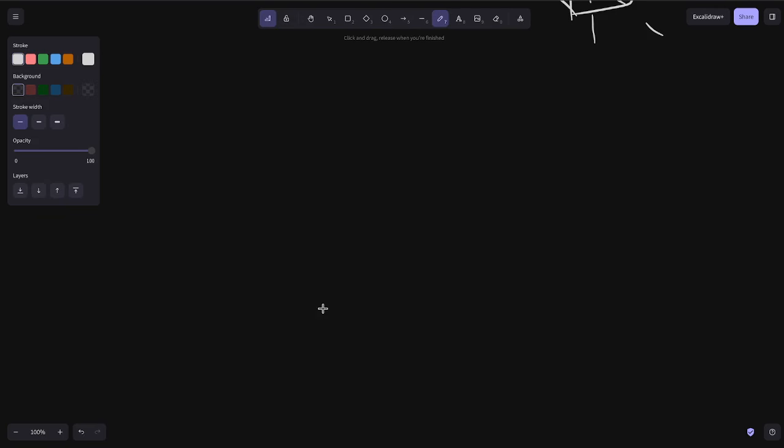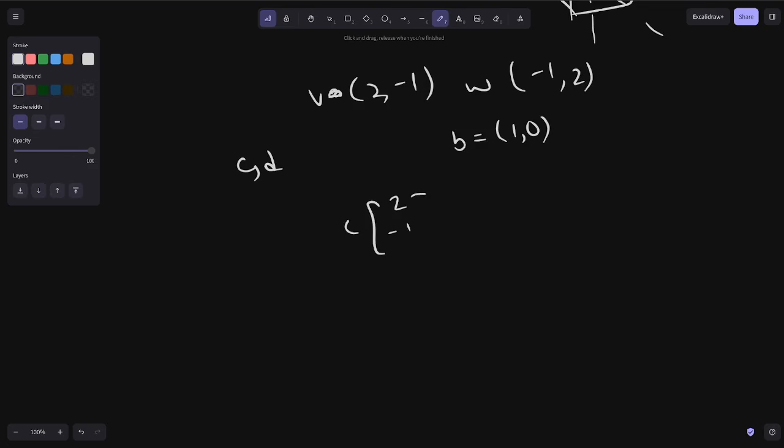Now the next question is something like this. V is given as 2, minus 1. W is given as minus 1, 2. B is given as 1, 0. Find such C and D such that the linear combination of V and W with respect to C and D equals vector B. So what is the equation? C into (2, minus 1) plus D into (minus 1, 2) is equal to (1, 0).